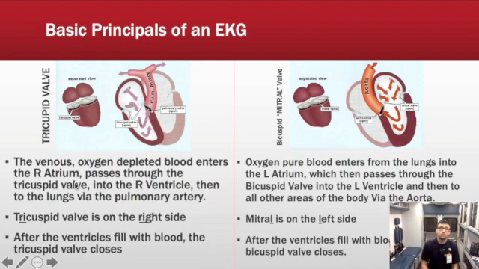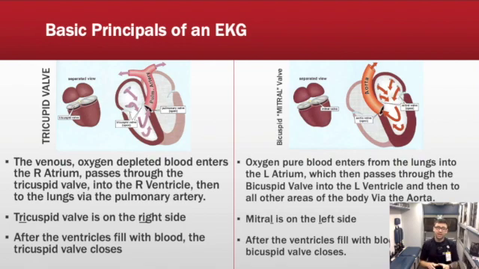So the tricuspid valve, again, is on the right side. So I like to think tricuspid, right, R-I, R-I. And then after the ventricles fill with blood, the tricuspid valve closes. As the atria is pushing that blood, those valves are opening, and then whenever it's stopped, it's closing again to prevent that regurgitation up into the atria.